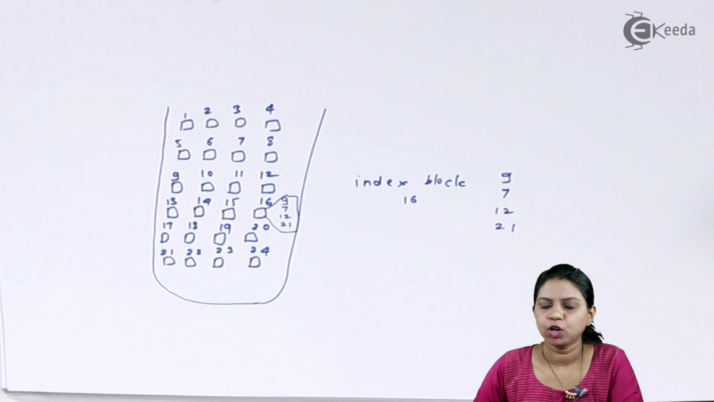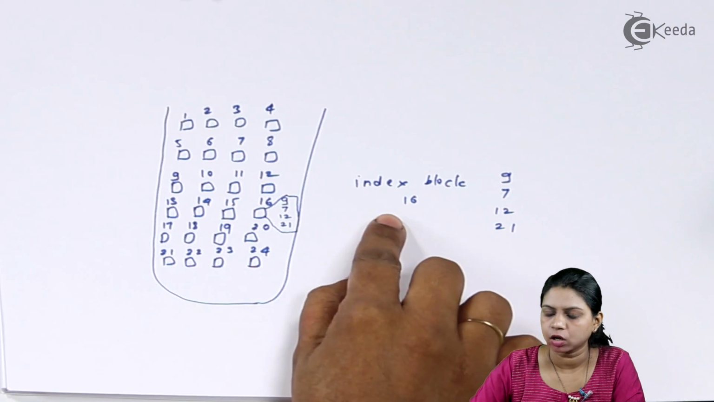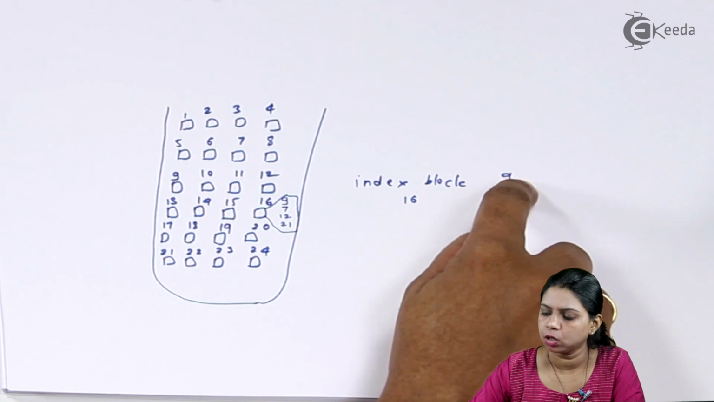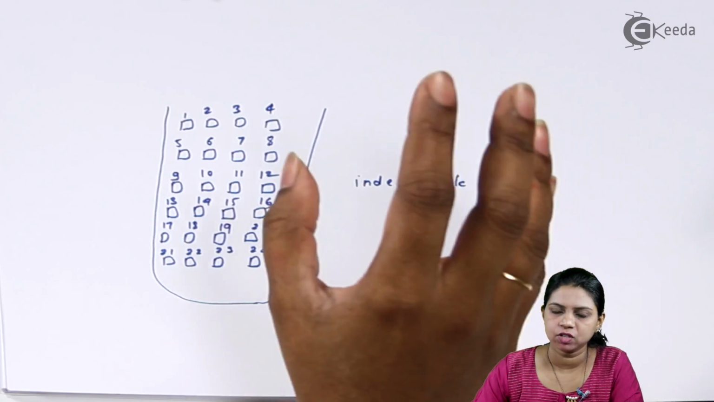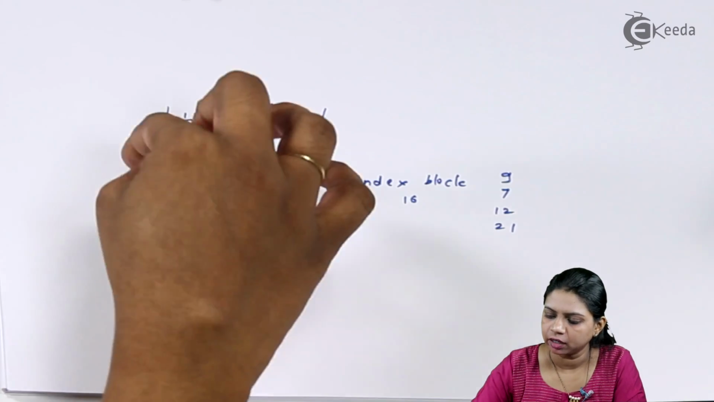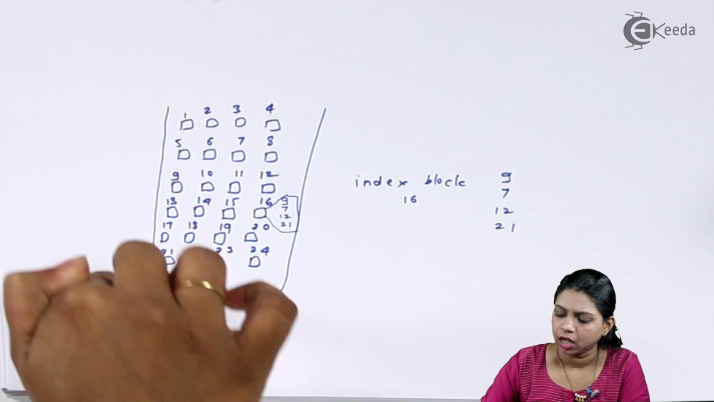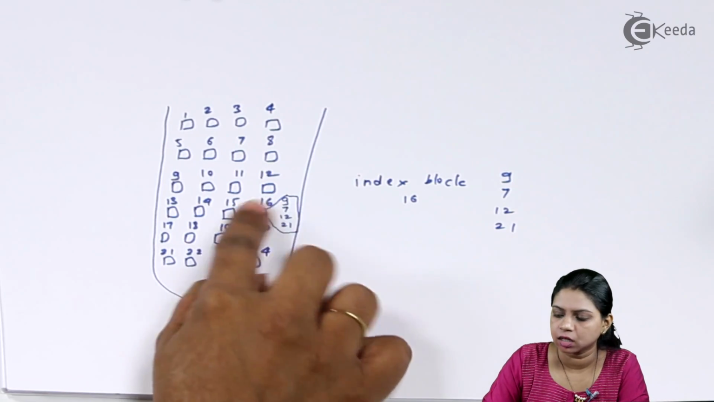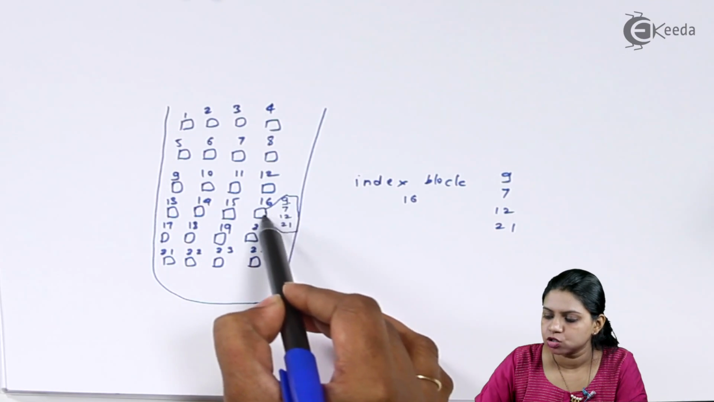Now see, this is an example of index allocation. Suppose these are my disk blocks, and this is block number 16, I called it as index block. Now in this index block, I have the pointers to all blocks, and those pointers are 9, 7, 12 and 21. So same example I have taken, which I had taken for link allocation. In link allocation, I started from block number 9, then I jumped onto block number 7, then block number 12, and then I ended at block number 21. But in this case, I have an index block, that is 16, and in this index block, I have the pointers to all other blocks.